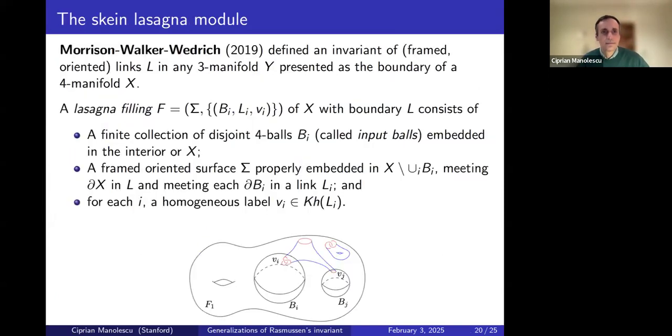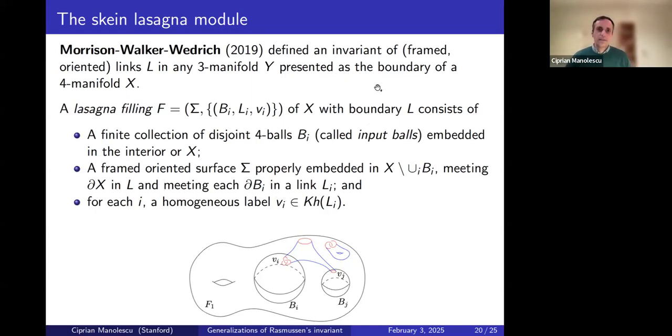All right. So we did annulus, we did S1 times S2 and its connected sums. We did RP3. Now let's go to the general case. There is something in the general case, although it's quite different. It's not as computable. The Skein lasagna module. This was defined by Morrison, Walker, and Wedrich. Let me go over the definition.